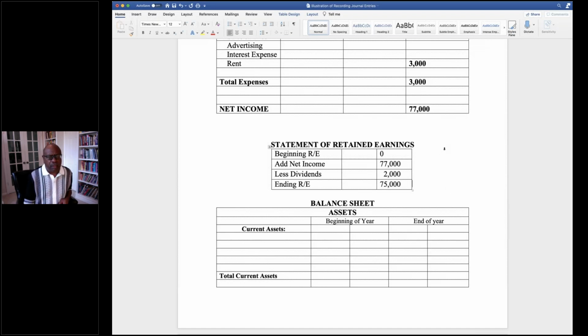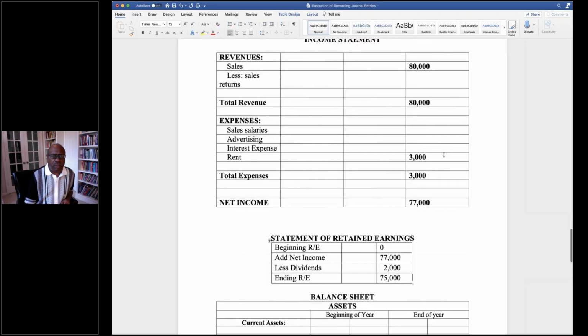Okay, so let's look at where we are. We made 77,000. Okay. We've paid out dividends to the owners of 2,000. So the ending retained earnings, the amount of the net income that we retained in the business is $75,000.